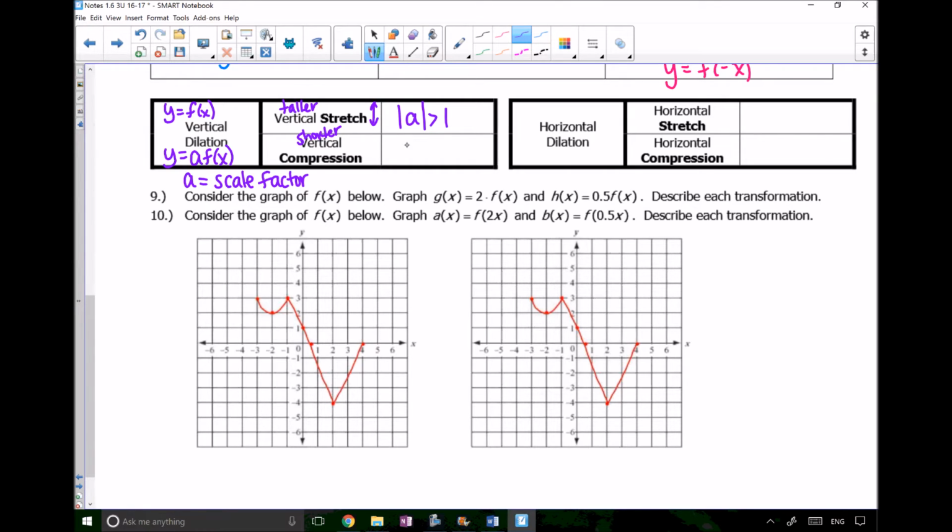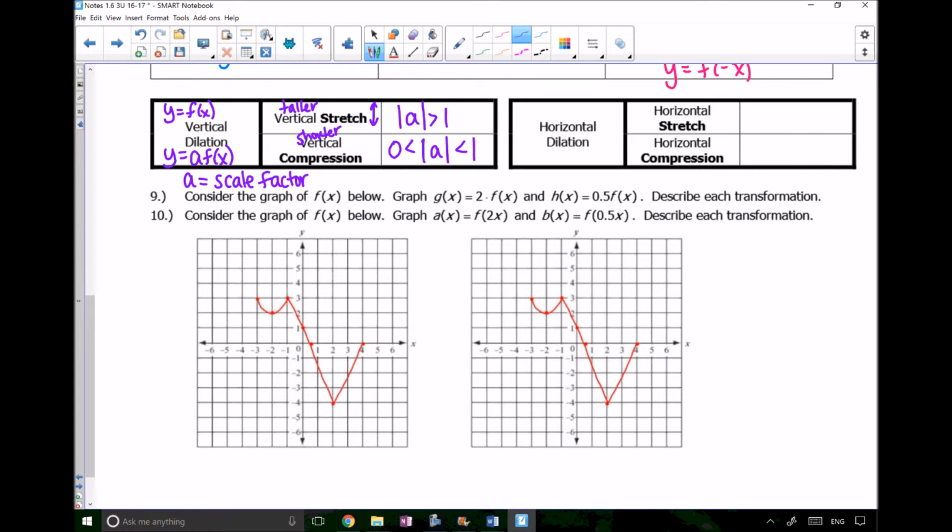If it's shorter, then it has to get smaller. So it has to be a value that's less than 1 but greater than 0 because we're talking about the absolute value. So 0 is less than a is less than 1. So the absolute value of a has to be between 0 and 1. And I know this might seem a little bit strange, but I will explain this to you a little bit more in the 2 examples that are coming up. Okay? So the vertical dilation isn't that bad.